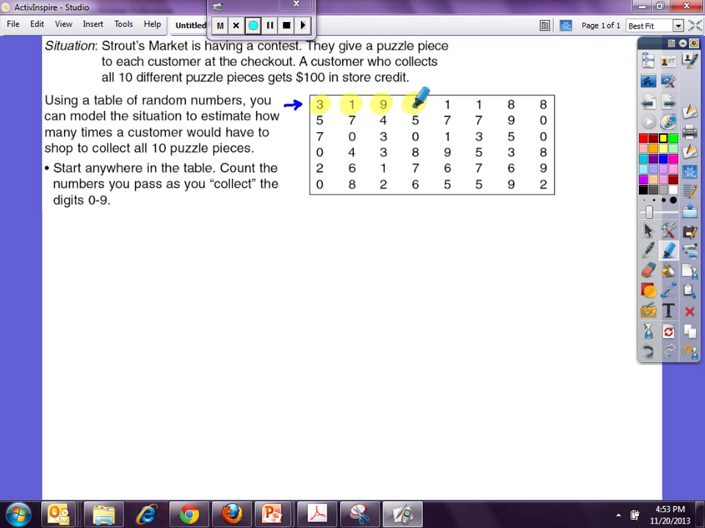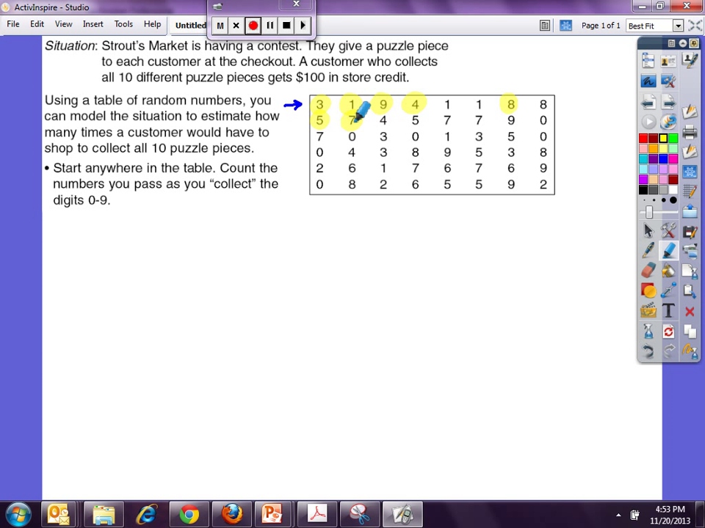Now, I don't highlight this one because I already have one. Do I have an 8? Nope, I don't have an 8. Do I have a 5? So I'm just going to keep going. I don't have a 5. Do I have a 7? Nope, so I highlight my 7.